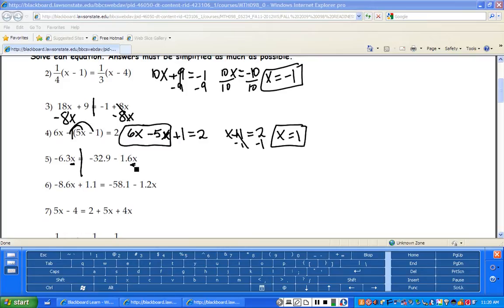Now, because both of these variables are negative, when you're thinking of the smaller, remember, negative is opposite of positive. So if I was looking at this as a positive 6.3x and this as a positive 1.6, I know 6.3 is bigger than 1.6. But because I'm looking at them in the negative version, just the opposite is true. So instead of 6.3 being bigger, a negative 6.3 is smaller than a negative 1.6. So this would be the one that I move. So I move a negative 6.3 by adding 6.3.